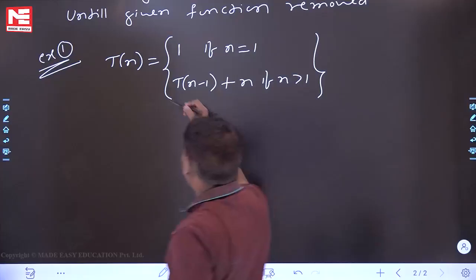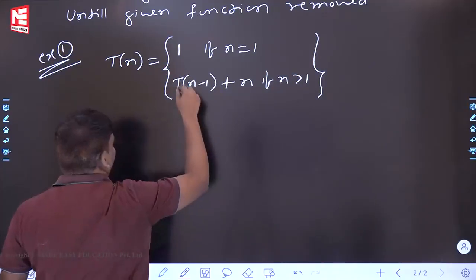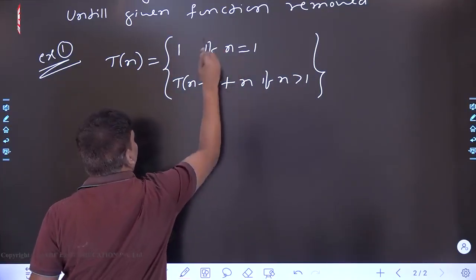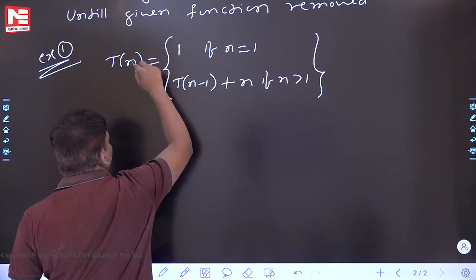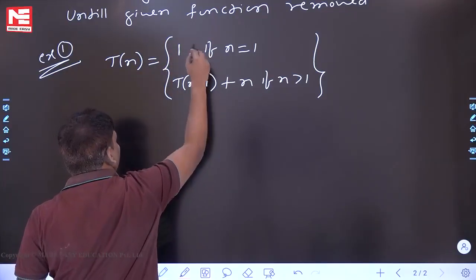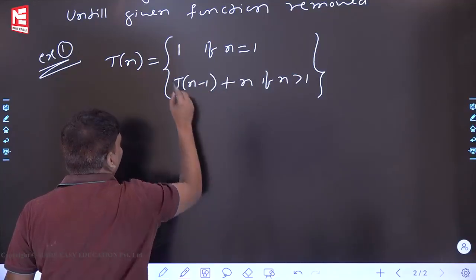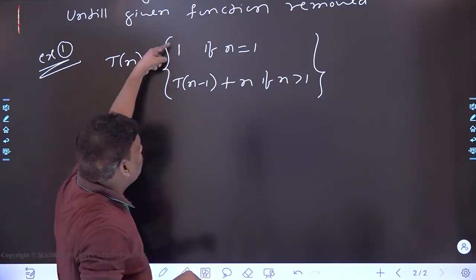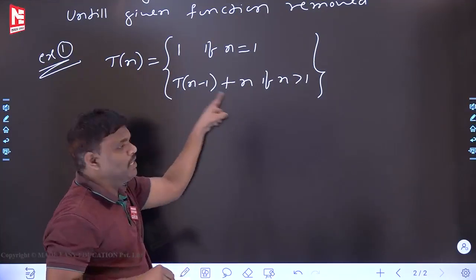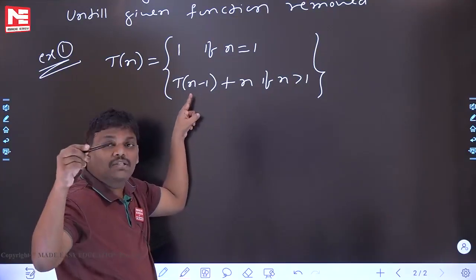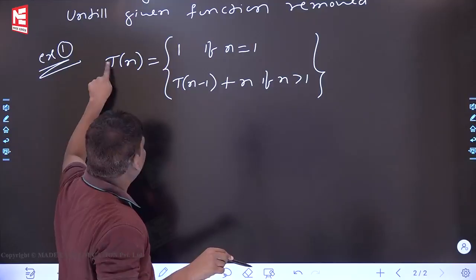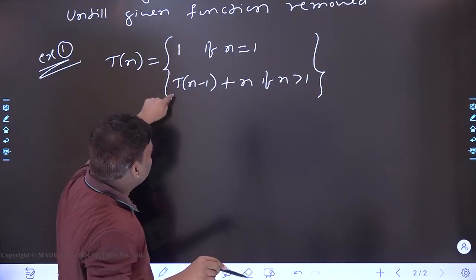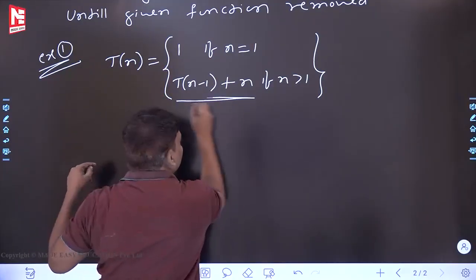Every recurrence relation or recursive program contains two parts: the termination condition and continuing further. Who is the major one? The major one is continuing further, the recursion. See, T calling T; your function name is T. T calling T is called recursion. This is the major one. Please be careful.